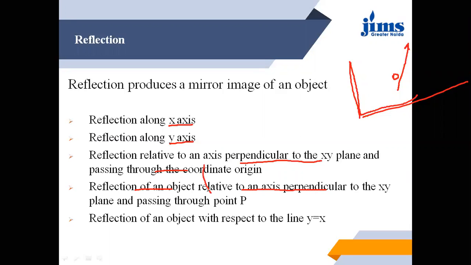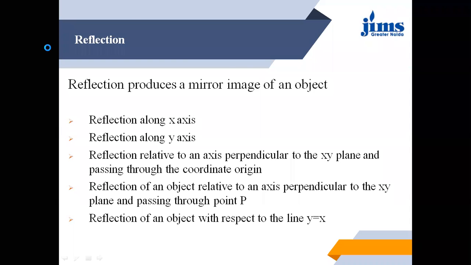The difference is this, that in the first one, this is passing through the origin. This is passing through the origin. But in this case, it's passing through a point P, that's the pivot point P, or it can be reflected with respect to a line. So now we will see what the different matrices are in all different cases.